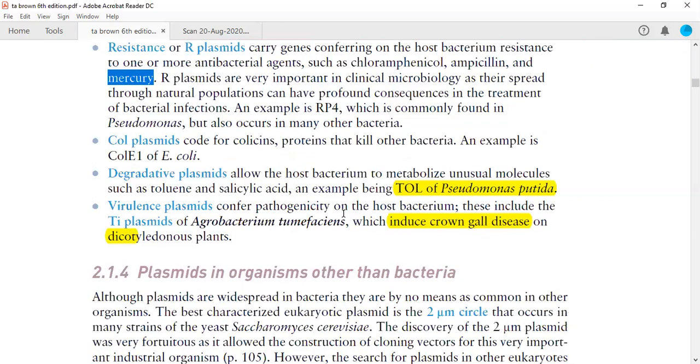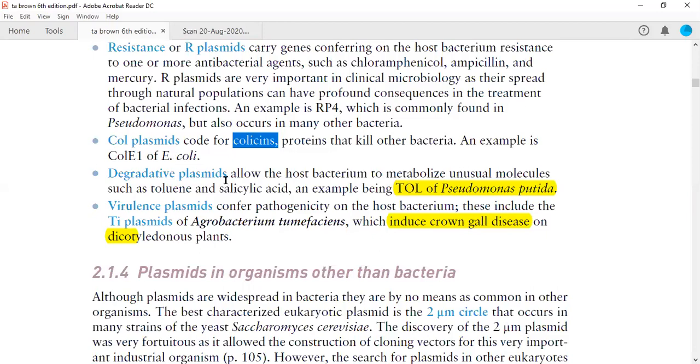So the next category is col plasmid, or colicinogenic plasmids. They code for certain colicins. Now what are colicins? Colicins are certain proteins that kill other bacteria. So you can call these col plasmids killer plasmids, because they will kill the other bacteria which try to grow in the same culture. An example is given, ColE1. Because this is present in E. coli, E. coli will not allow other bacteria to grow.